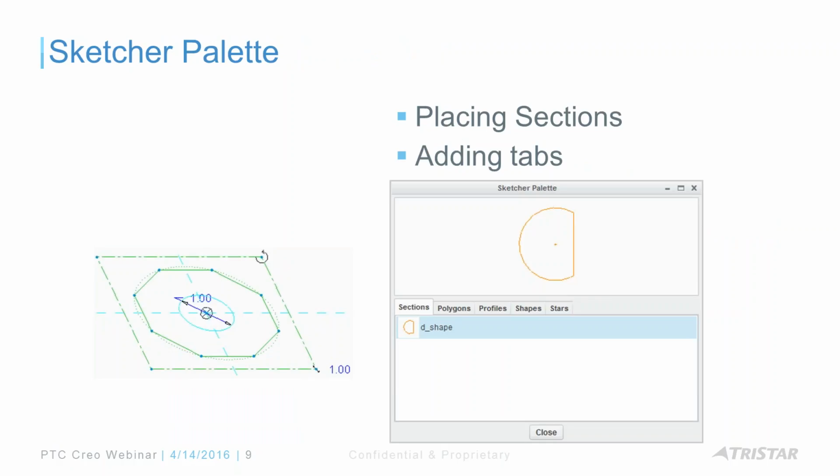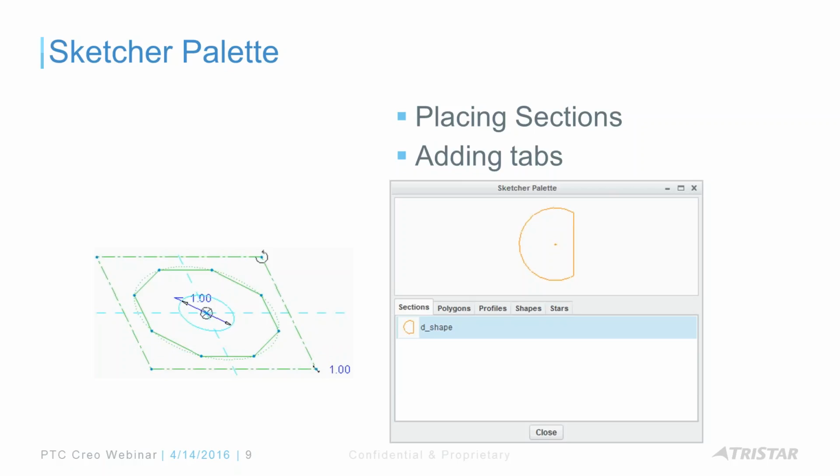Now, the Sketcher palette. This one is a tool that's within Sketcher, and it's going to give you by default 4 tabs, right? So you get polygons, profiles, shapes, and stars. Those are the 4 tabs that are there by default. But you can also create your own sketches, and you can point the Sketcher palette to pick up those sketches that you have created. That's going to be pretty useful for common shapes that you use over and over again.